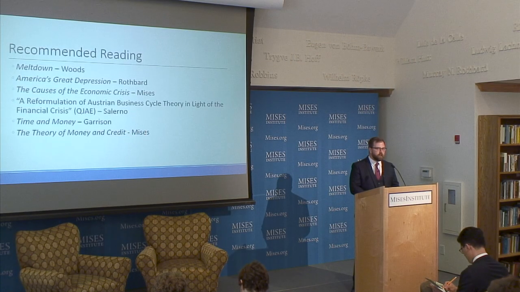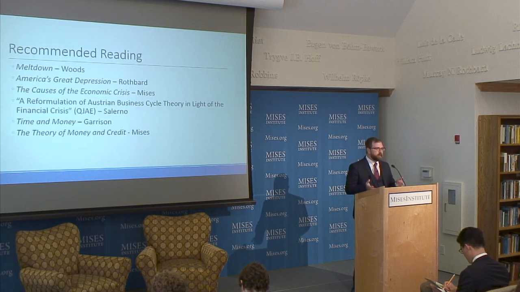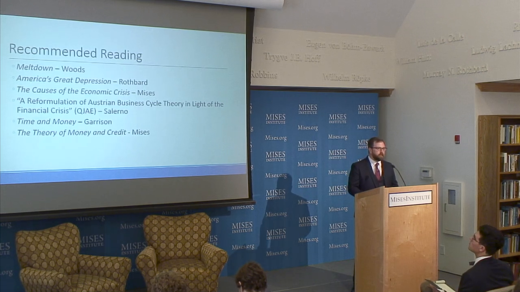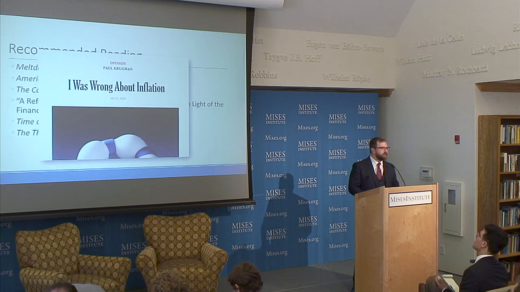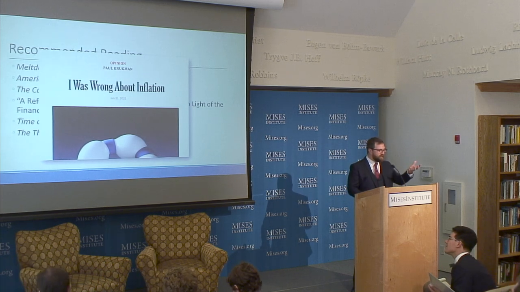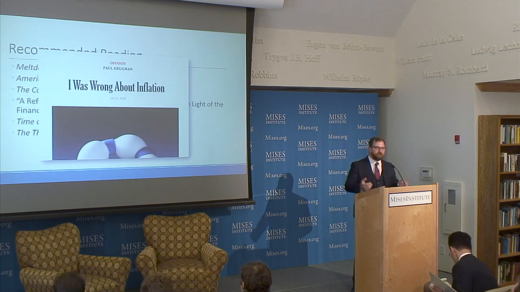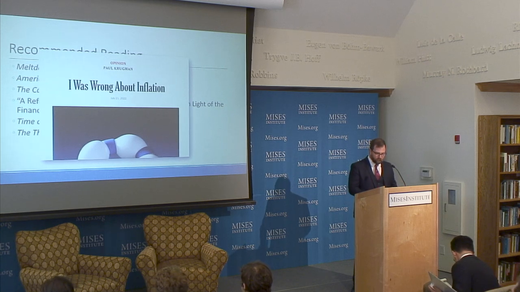There's also The Causes of the Economic Crisis, which is a collection of essays and talks by Ludwig von Mises, both before and after the big crisis that happened in the late 20s and 30s. And so he didn't run into Paul Krugman's problem of, you know, having to backtrack and being incorrect about what he said. Mises has writings before and writings after, and we can see that it tells a coherent story.